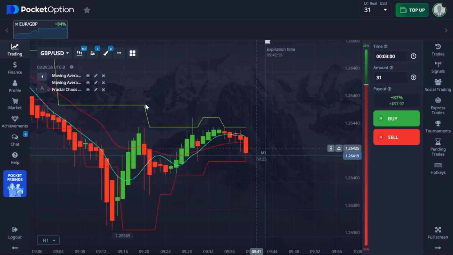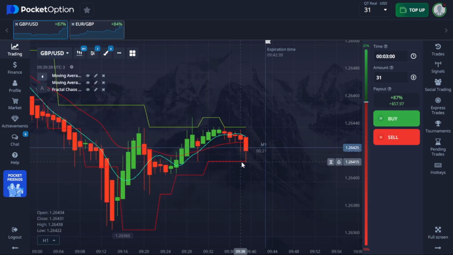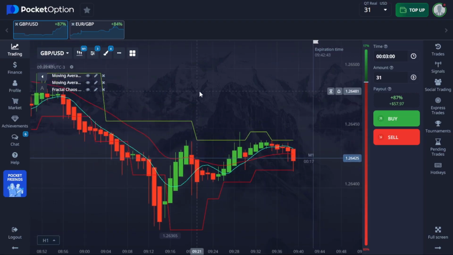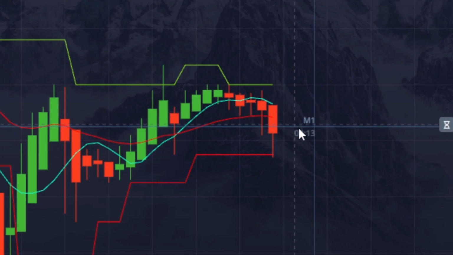Alright, look at that, guys. On GBP/USD, we got a possible position right here, right now. And let's add this to my favorites list. The strategy is as follows.